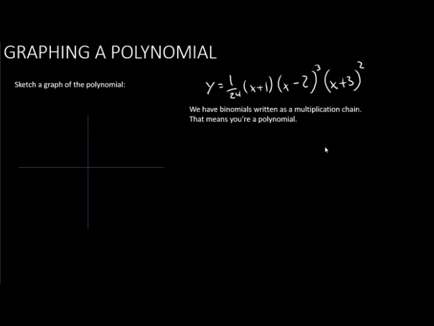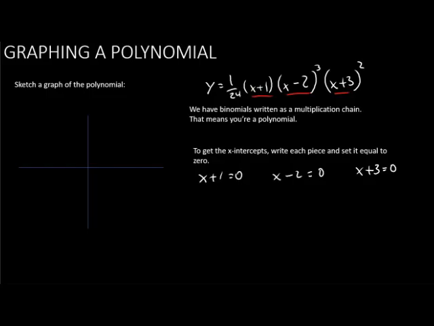To begin with, we're going to find the x-intercepts of this polynomial. And to find the x-intercepts, we will set each piece equal to 0 that's in those parentheses. So in our parentheses, we have x plus 1, x minus 2, and x plus 3. We'll set each of them equal to 0.